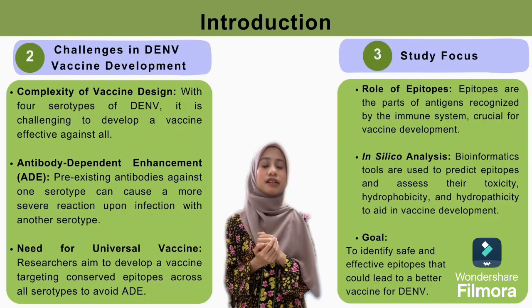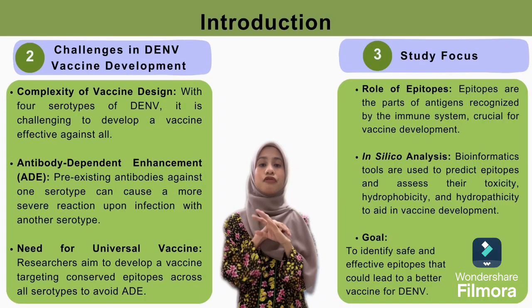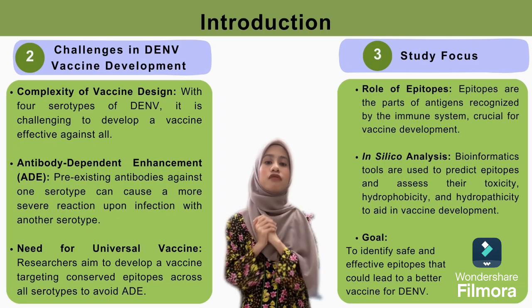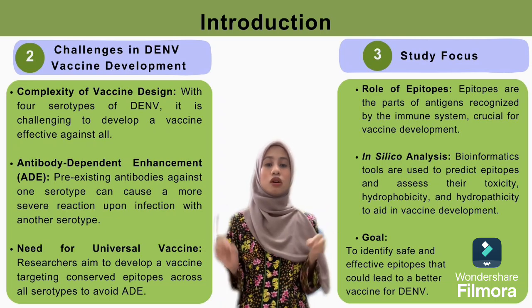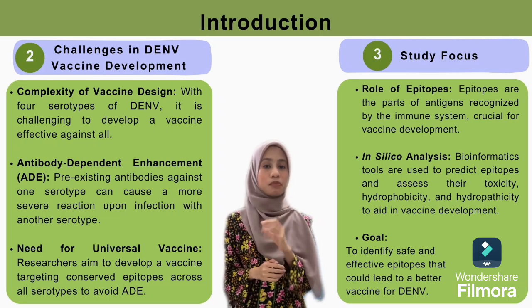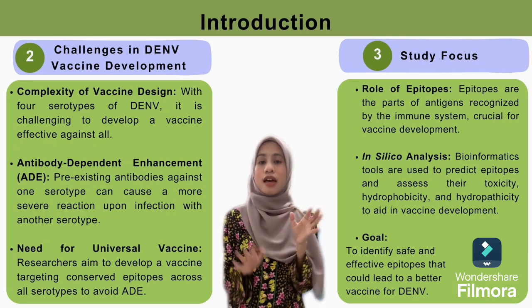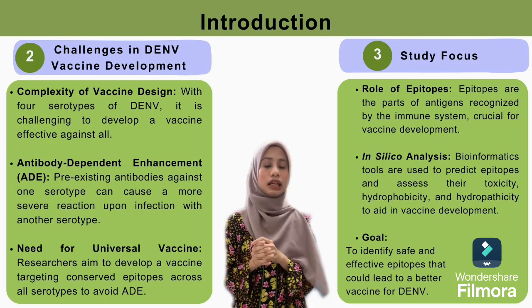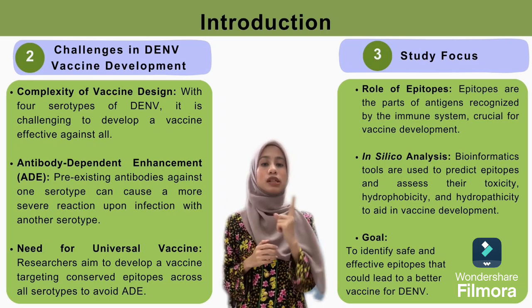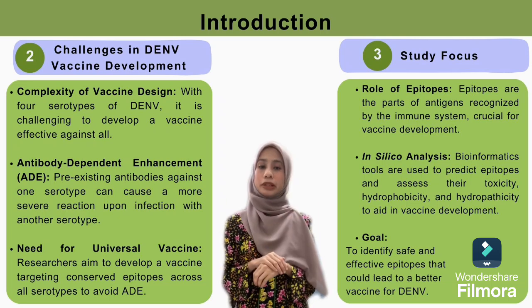Making a DENV vaccine is challenging because there are 4 serotypes, as I mentioned previously, and creating a vaccine that works for all of them is like trying to unlock 4 doors with 1 key. If we miss even one serotype, people could still get sick. There is also the issue of ADE, or antibody-dependent enhancement, where antibodies from one serotype can worsen infection from another.